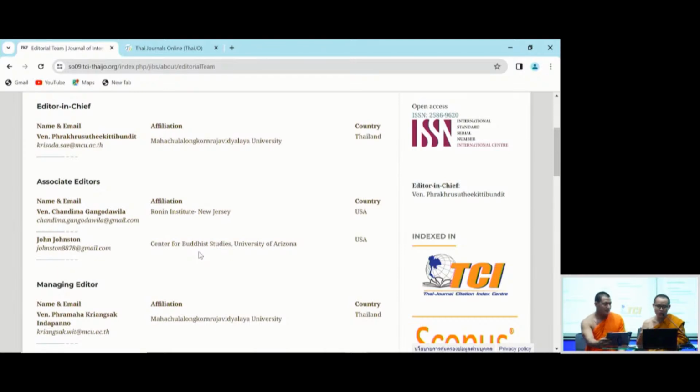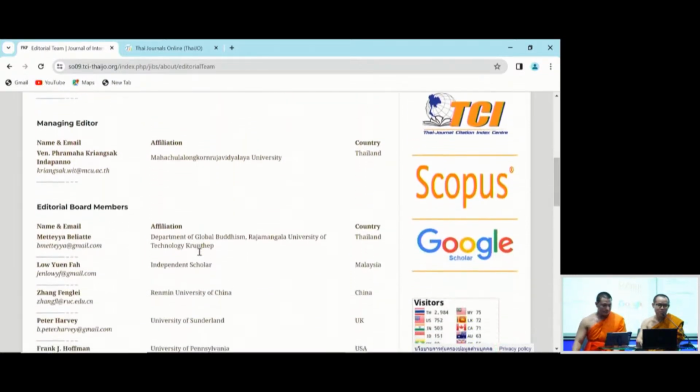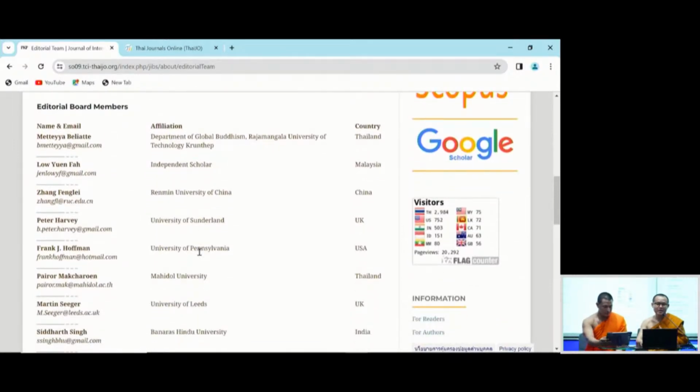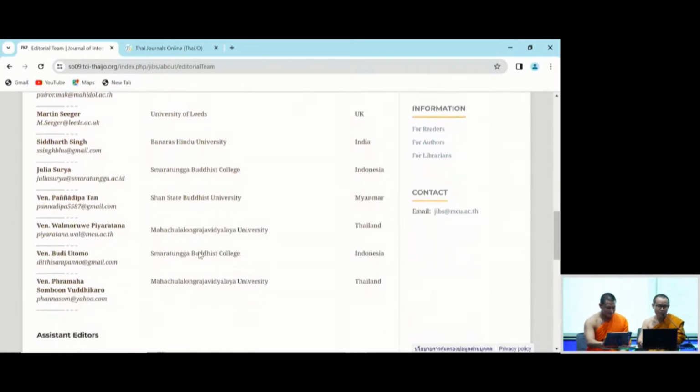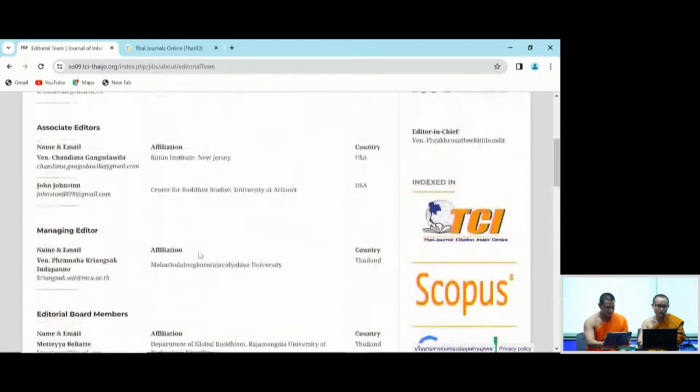And I have good hope to have Dr. John join our team, and most important, the editorial board. Before Scopus accepts us, they check the editorial board, and one of the team is Dr. Frank, who joined, and we sent the citations of Dr. Frank to Scopus to consider. That is the first step to submit to Scopus. This is our team to run the Journal of International Buddhist Studies.